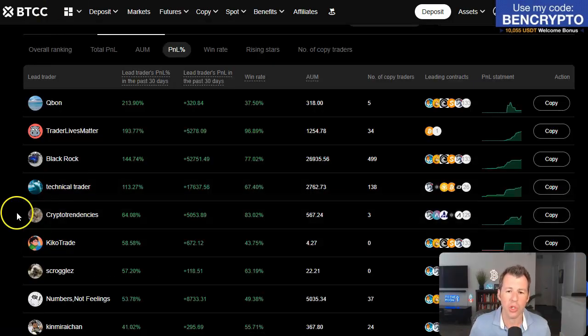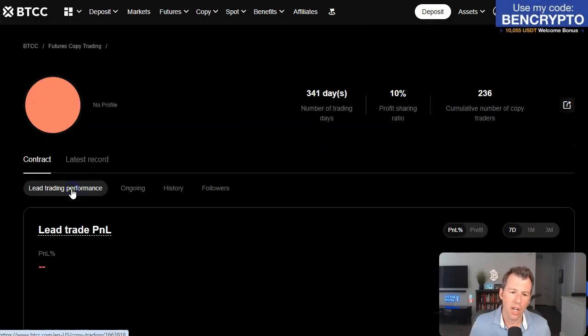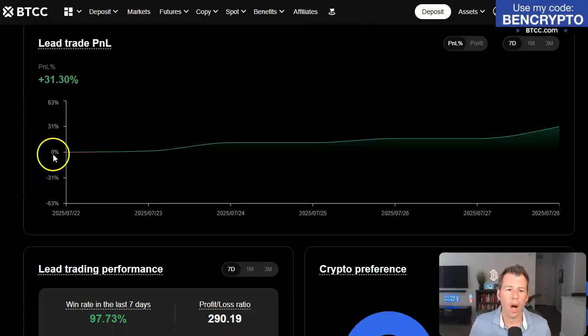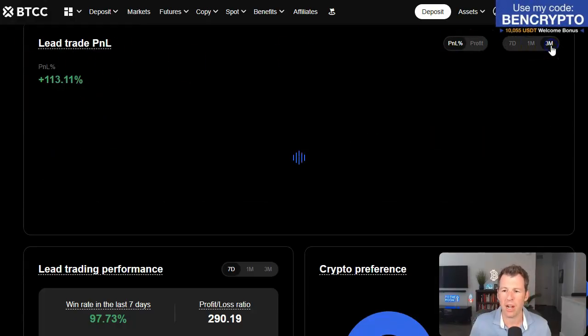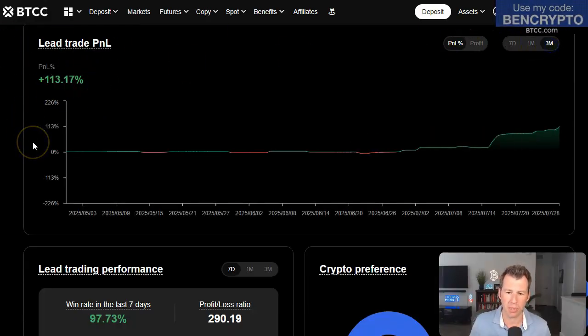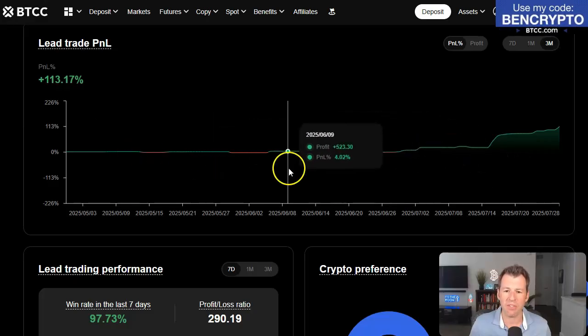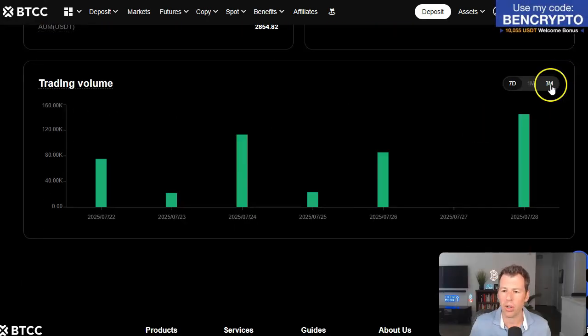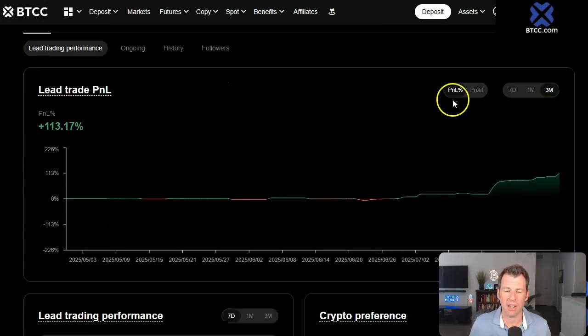Now let's look at the other two hot traders with decent sized portfolios, BlackRock and Technical Trader. So first we're going to look at Technical Trader. On the 1 week, he's up 31%. On the 1 month, he's up 113%. On the 3 months, he's also up 113%. So that means that the first 2 months of the last 3 month period, he was pretty flat. Either he just didn't trade a lot, and as you can see, he didn't really trade too much. And then he's really picked up his trading in the last month.